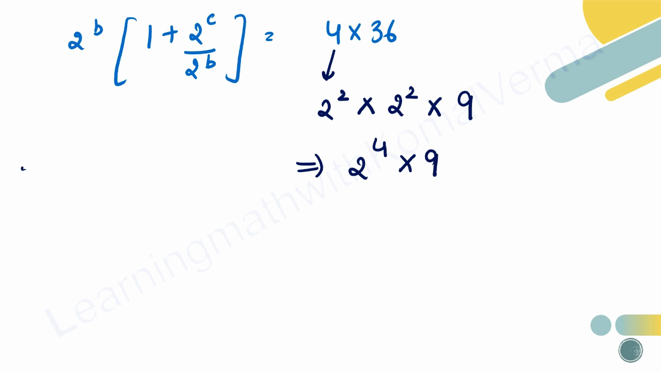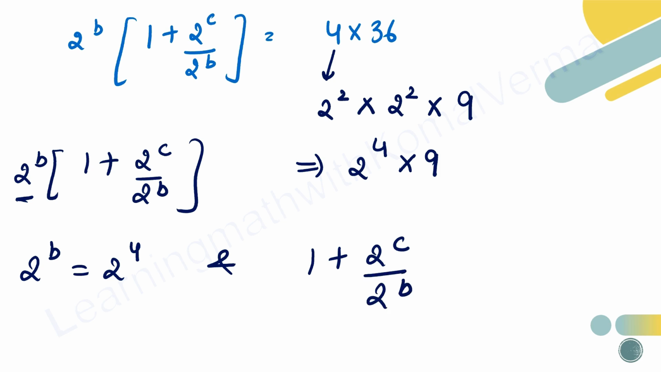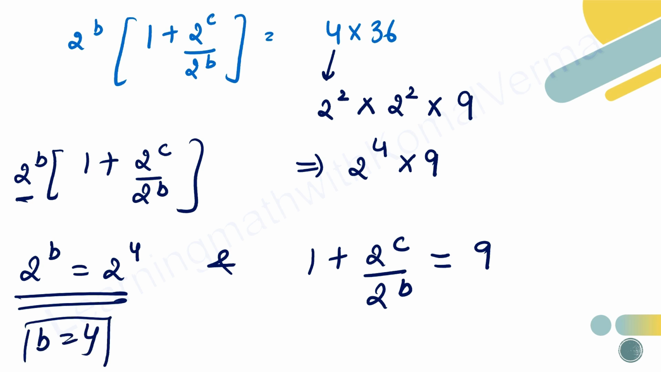Now we compare it with the left hand side. We get 2 raised to the power b is equal to 2 raised to the power 4, and 1 plus 2 raised to the power c upon 2 raised to the power b is equal to 9. From this we get b is equal to 4, and from this we get 2 raised to the power c upon 2 raised to the power b is equal to 8.